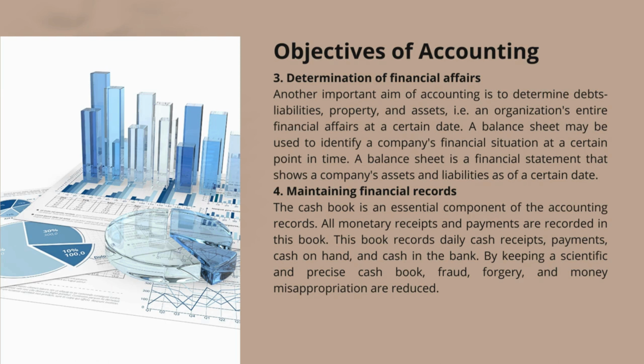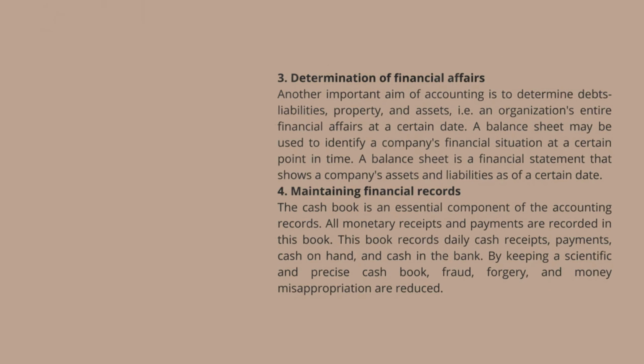Maintaining financial records. The cash book is an essential component of the accounting records. All monetary receipts and payments are recorded in this book. This book records daily cash receipts, payments, cash on hand, and cash in the bank. By keeping a scientific and precise cash book, fraud, forgery, and money misappropriation are reduced.